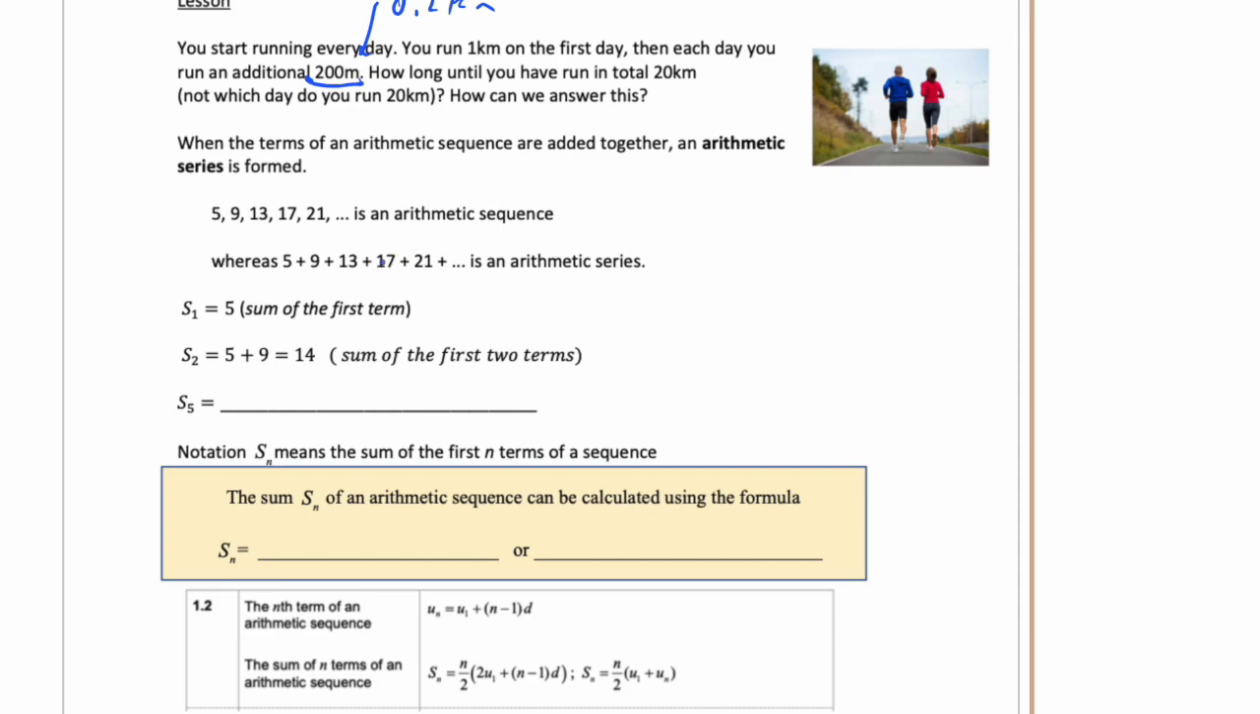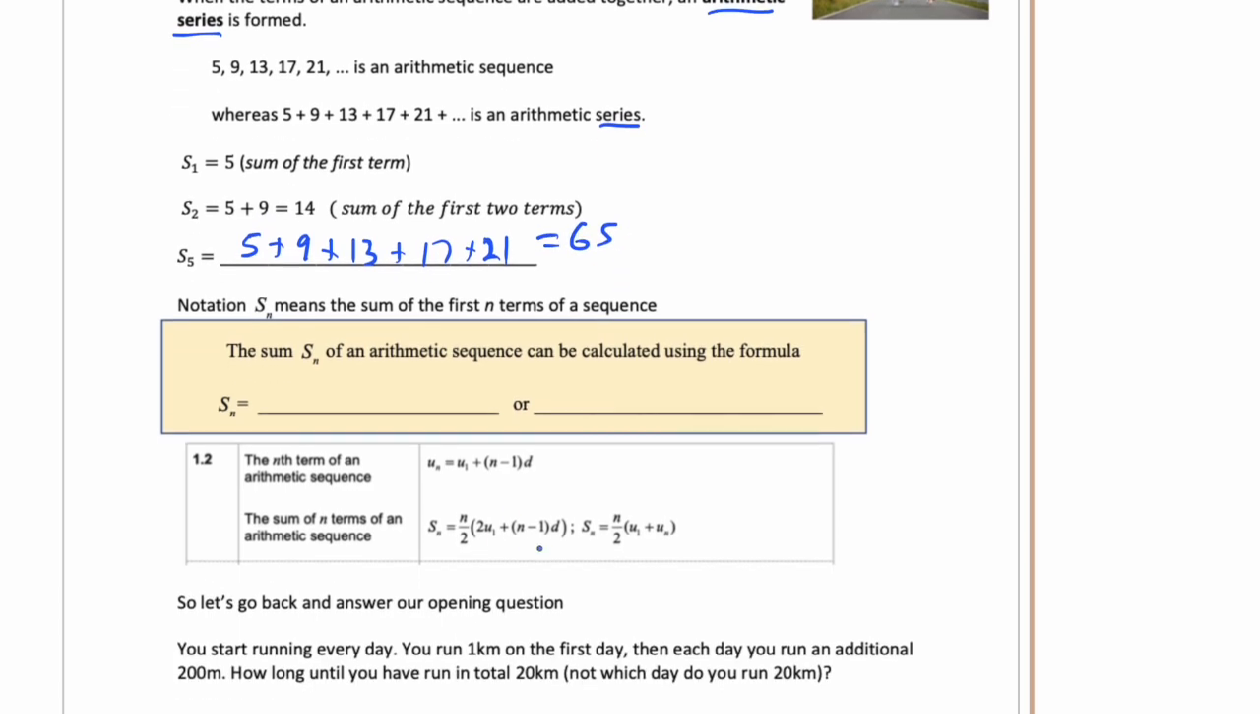Okay, so basically what we're going to learn here today is the arithmetic series, which is an arithmetic sequence, but you're adding all the terms. So that's what a series is, when you're adding all the terms. Alright, so this is the notation. S1 is the sum of the first term. S2 is the sum of the first two terms. S5 will be the sum of the first 5 terms. So 5 plus 9 plus 13 plus 17 plus 21 is S5, which is 65.